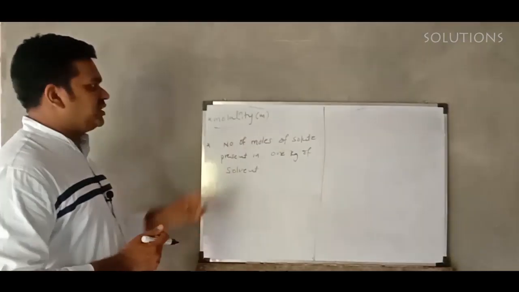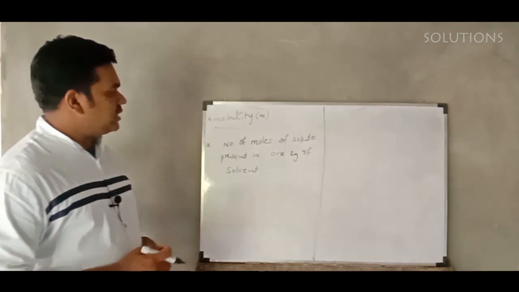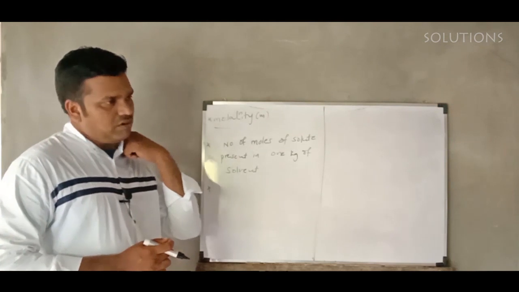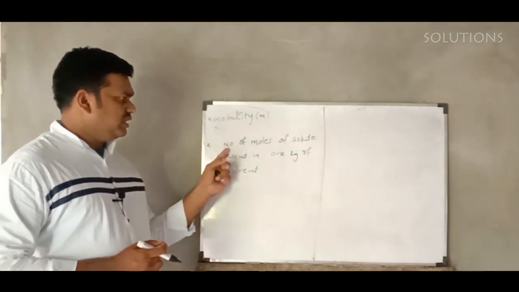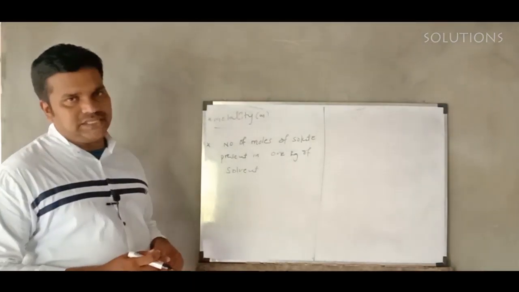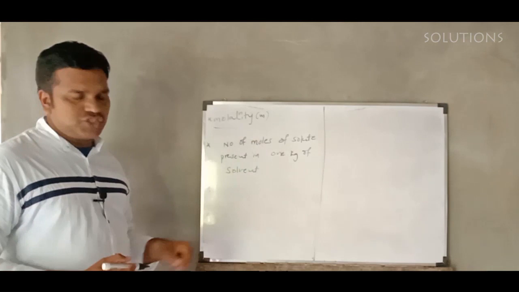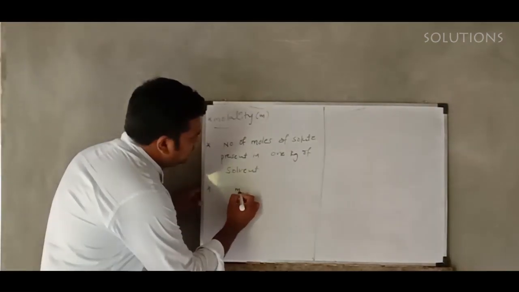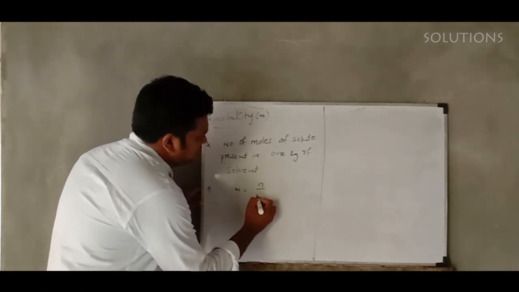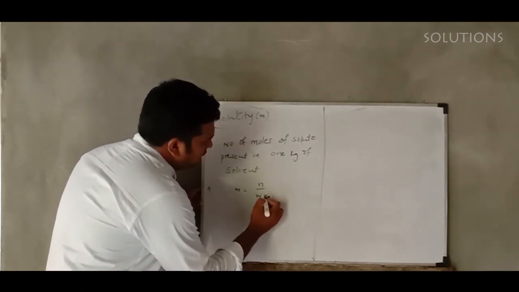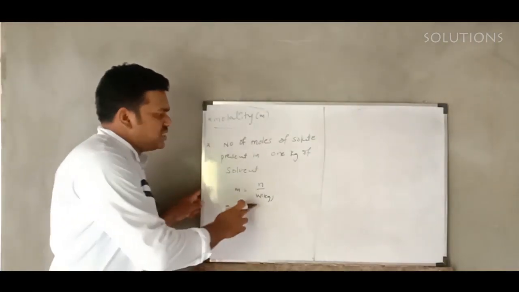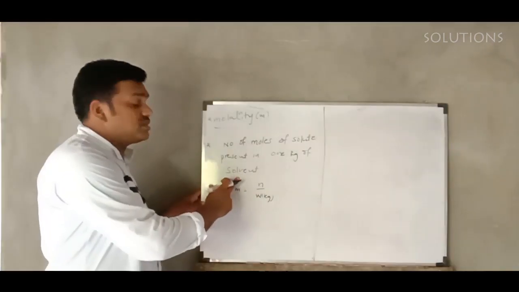So the next concentration term is molality. What is molality? Number of moles of solute present in 1 kg of the solvent. Again I am repeating the definition: number of moles of solute present in 1 kg of the solvent is called molality. It is denoted by small m. Molality, small m, is equal to N by W in kilograms. What is N? This is the number of moles of solute. And what is W here? W is the weight of the solvent.